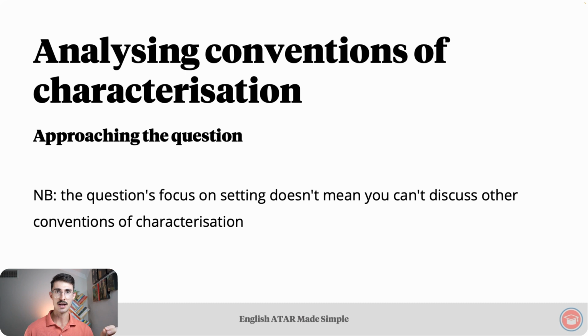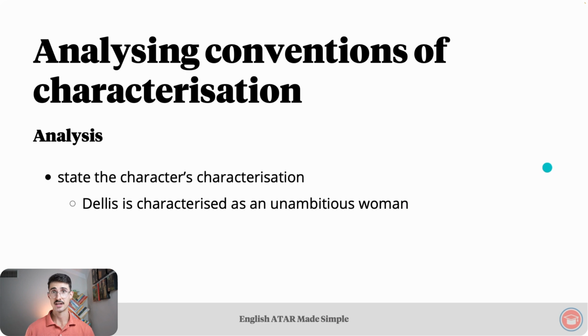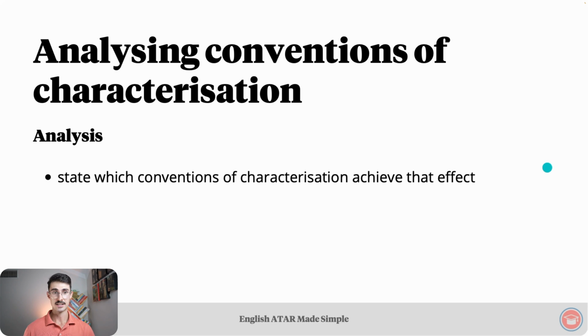For instance, there's a part of that excerpt where Delos says, "I'll work at Valisi's or the kitchen at the mill canteen." One relevant convention there is setting, Valisi's, the mill canteen, and what those two places represent. Another convention is dialogue. What does Delos's response say about Delos? Analysis. We know that we need to firstly state the character's characterization, and we could say that Delos is characterized as an unambitious woman. Next up, state which conventions of characterization achieve that effect. We could say setting and dialogue.